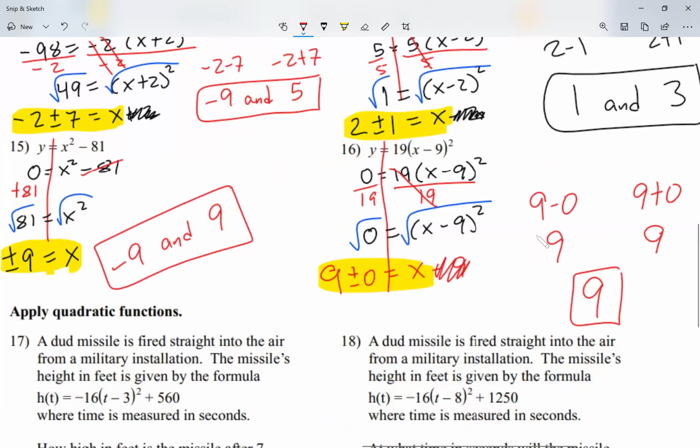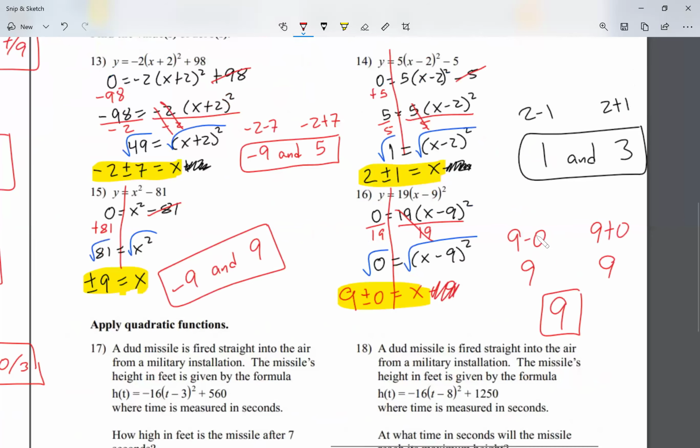Let me zoom out so you guys can see what we did today.